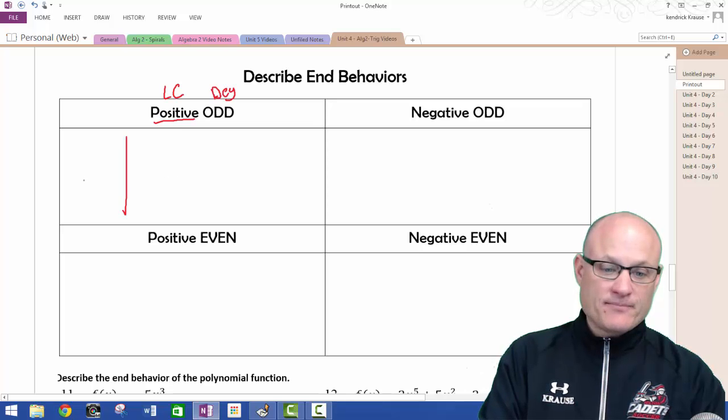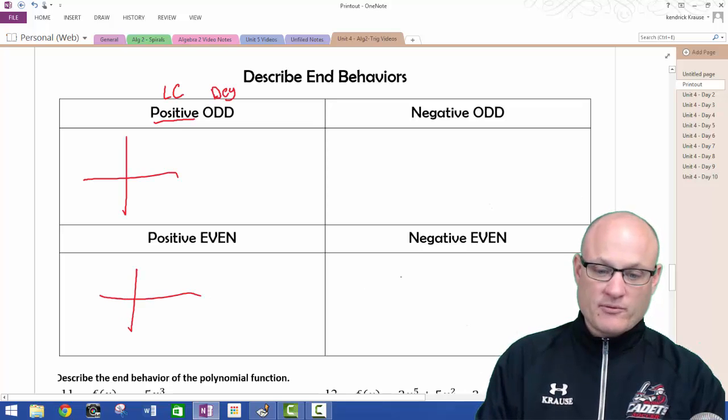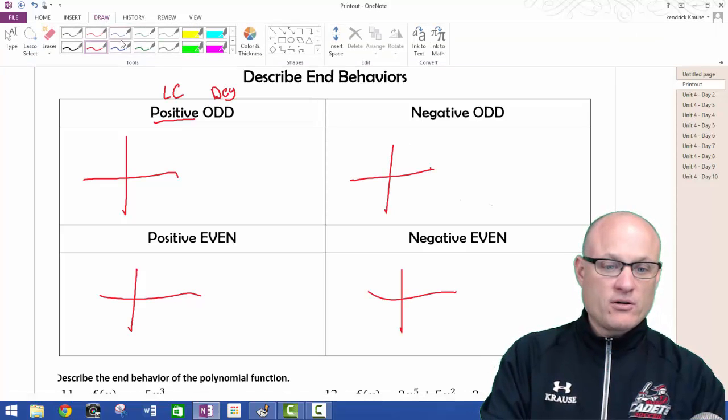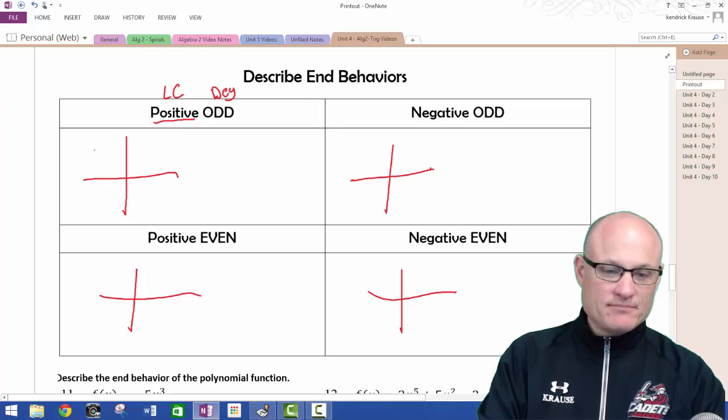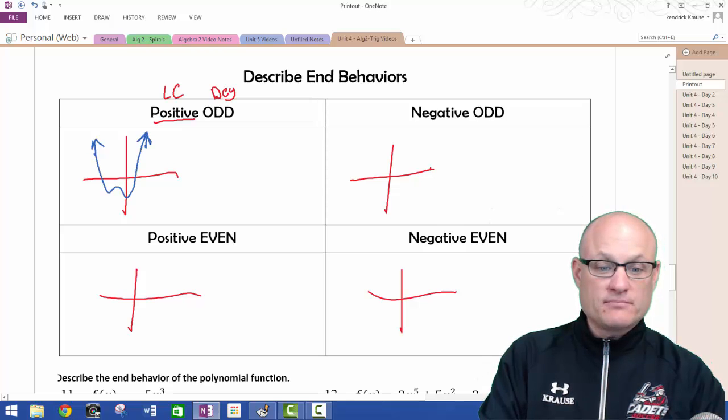Positive odd. Let me draw some axes in here, and I'll grab some different color. I'll grab blue. Positive odd. It's going to go up in both directions. Now, how you connect those dots depends on what the graph's going to look like, but it looks something like that. Point in that direction.